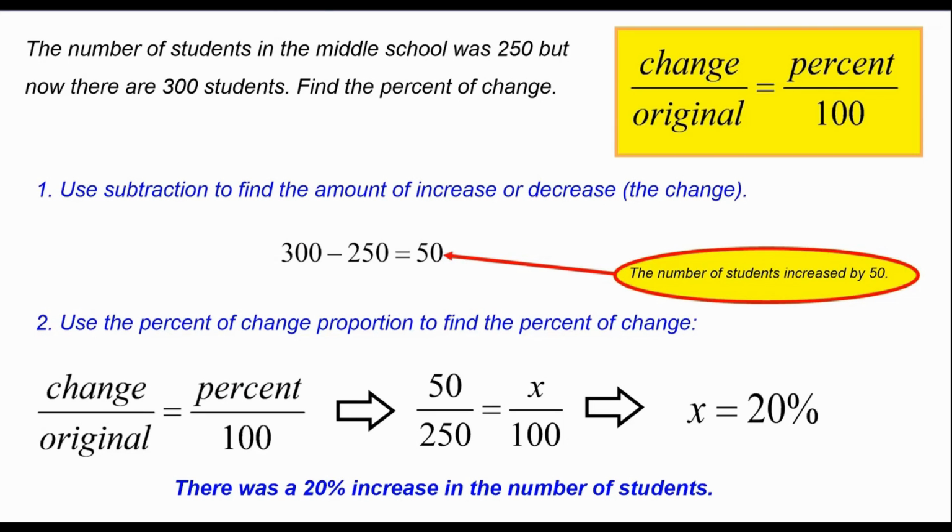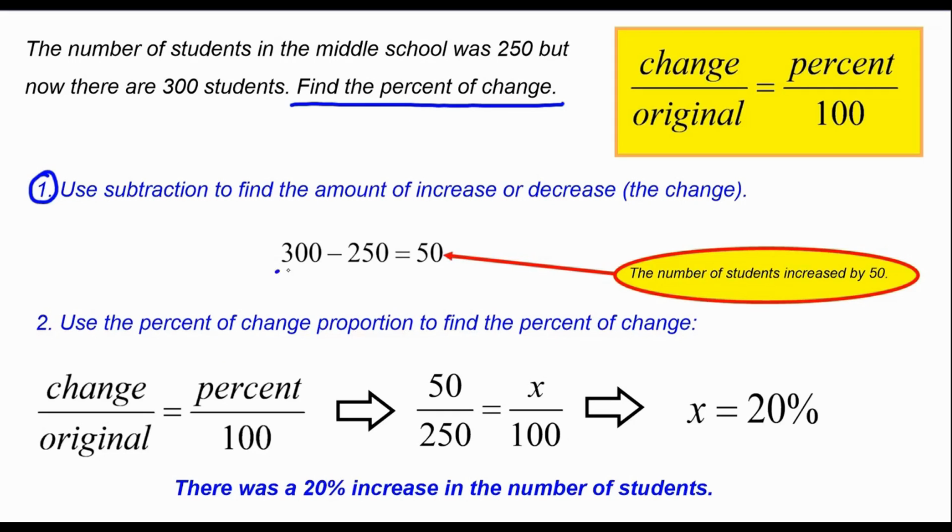So let's take a look at an example of calculating a percent change. The number of students in the middle school was 250, but now there are 300 students. Find the percent of change. So we want to describe how much the population of the middle school changed, but use a percent. So the first thing we need to do is to use subtraction to find the amount of increase or decrease. We're going to find the change. Now we want to subtract these in a way to where we get a positive number each time. So we're always going to take the bigger number minus the smaller number to find out how much it changed.